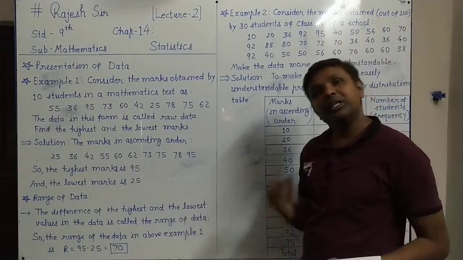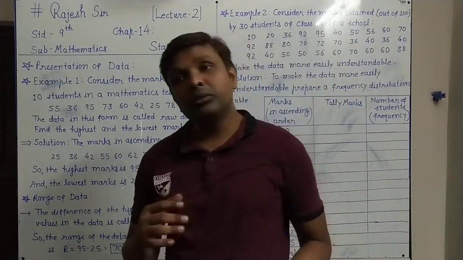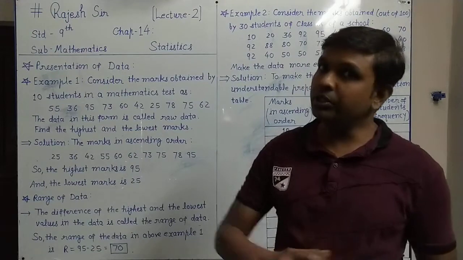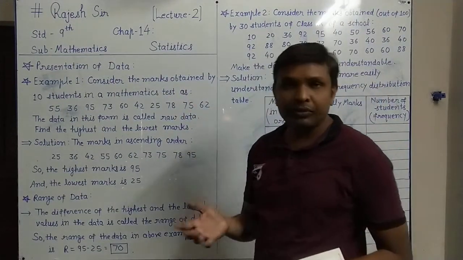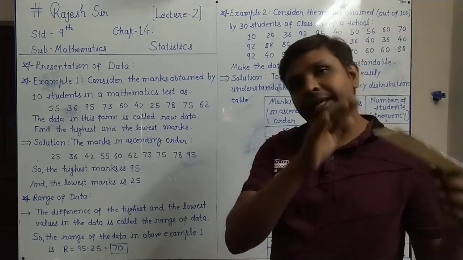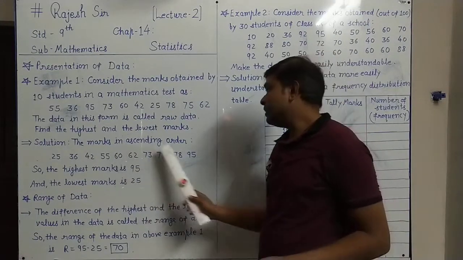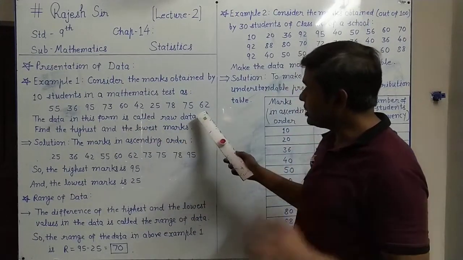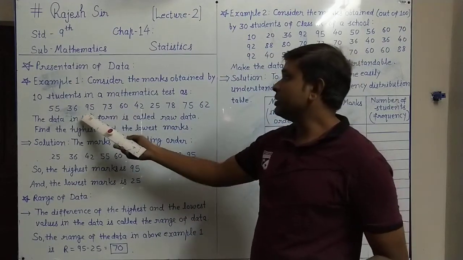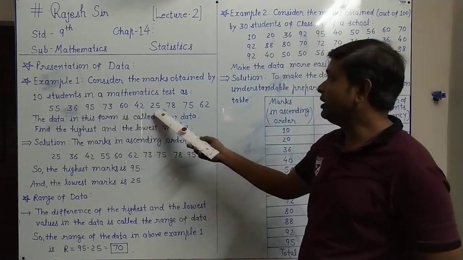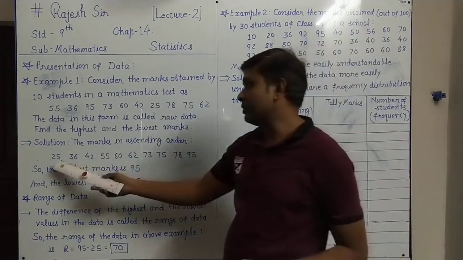As you know, you can write in ascending or descending order. In ascending order, the numbers are written from lowest to highest. In descending order, we write from highest to lowest. So in ascending order, first of all you will find the least mark. Among 55, 36, 95, 73, 60, 42, 25, 78, 75, 62, 25 is the lowest mark.